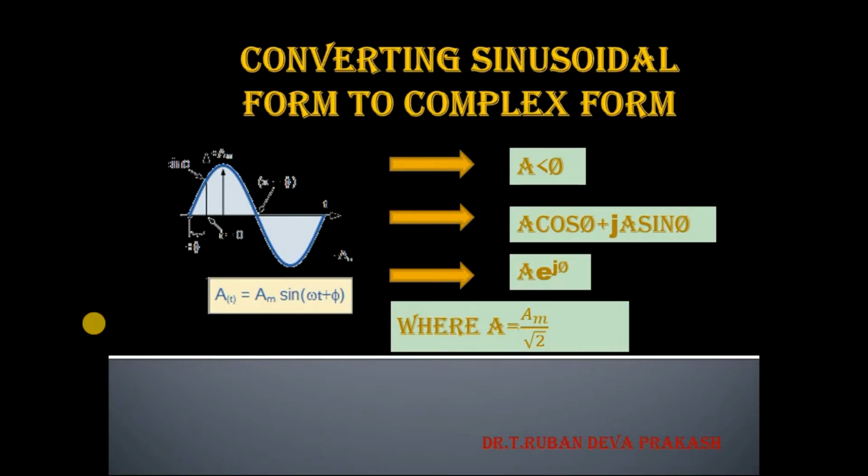Hi everyone, this is Dr. Ruben. Today we are going to deal with conversion of sinusoidal form to complex form. So we are going to deal with how to write the defining equation for the given sine wave, how to represent a sine wave using phasor, then how to represent that phasor in polar form, rectangular form and exponential form, and also how to find RMS value from the given maximum value.